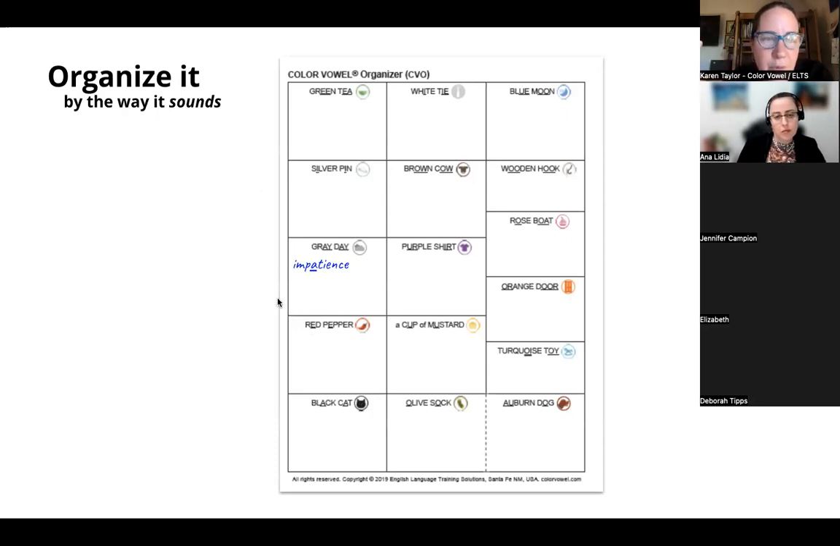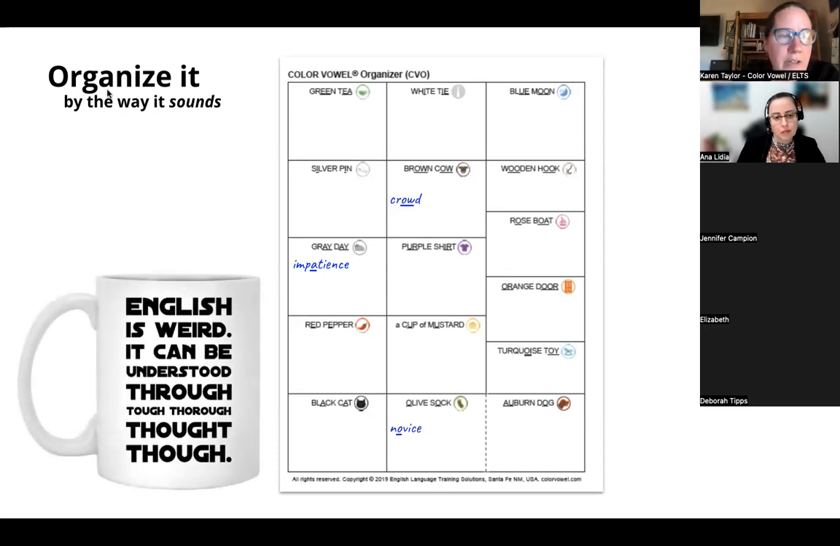What about novice? Remember novice? That student gets corrected. Oh, okay, I'm going to stick it down there in my olive box. He just jots it down. Okay, crowd goes over here in the brown cow box. Okay, what about, I don't know, I just gave you this mug over here. I see this meme all the time on the internet. English is weird. It can be understood through tough, thorough thought, though.